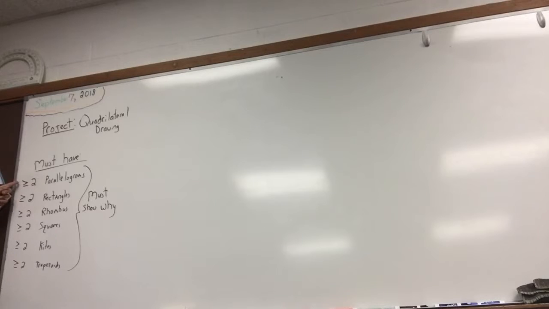So it can have two or more parallelograms, but it must have at least two. At least two rectangles, at least two rhombi, at least two squares, at least two kites, at least two trapezoids. So you're going to have at least 2, 4, 6, 8, 10, 12 quadrilaterals on a picture you're going to draw. Everybody with me? Then it must show why.